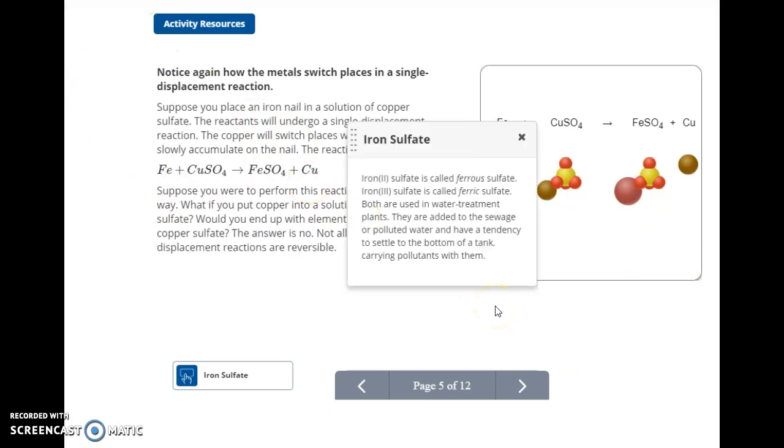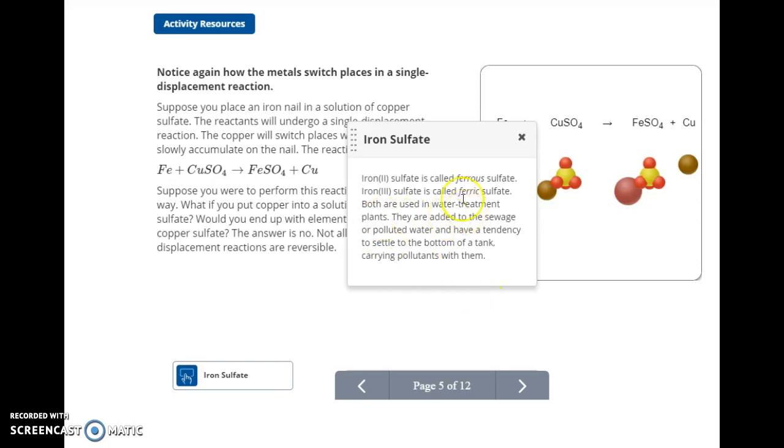Information about iron sulfate. Iron 2 sulfate is called ferrous sulfate. Iron 3 sulfate is called ferric sulfate. Both are used in water treatment plants. They are added to the sewage or polluted water and have a tendency to settle to the bottom of the tank, carrying the pollutants with them.